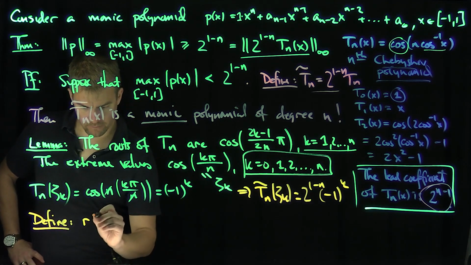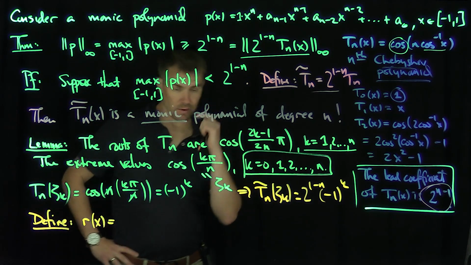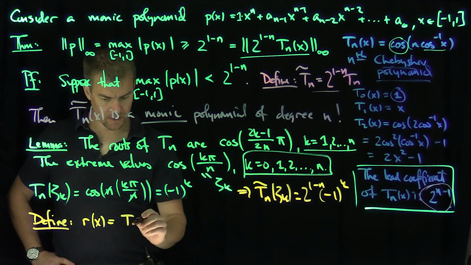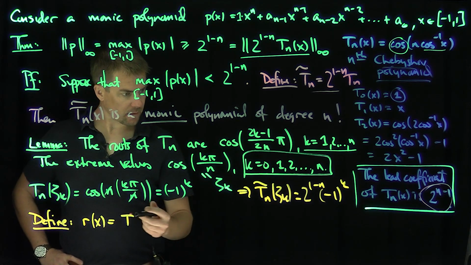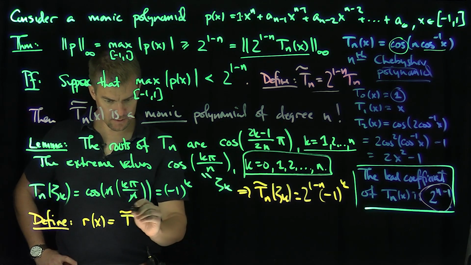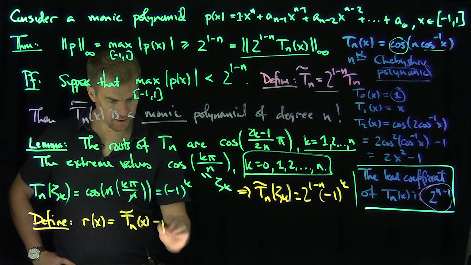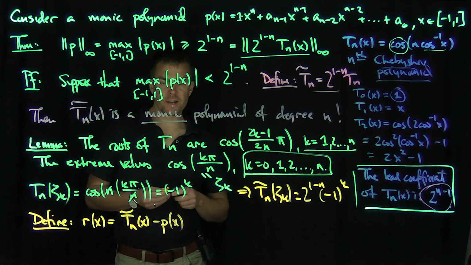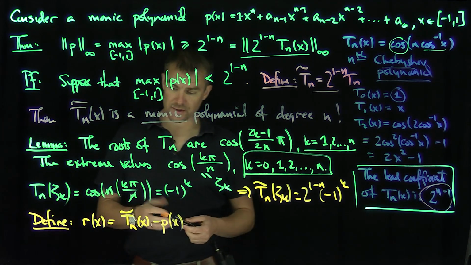And so now let me define r of x, which is going to be the difference of these two things, Tn tilde of x minus p of x. Okay. And now what can I say about this polynomial over here? This polynomial is going to change signs, and let's explain why.